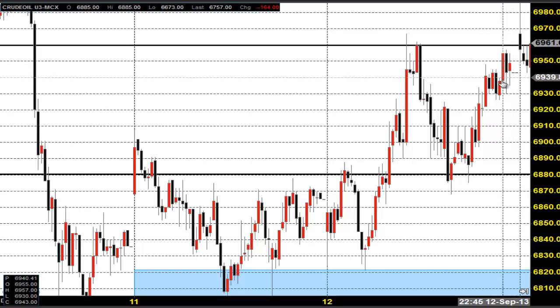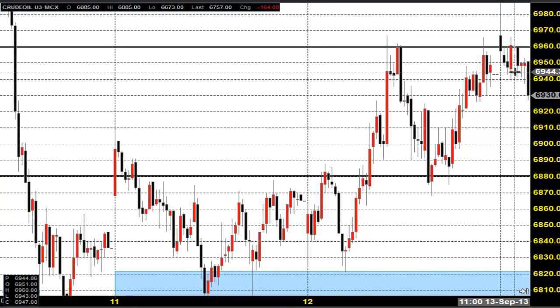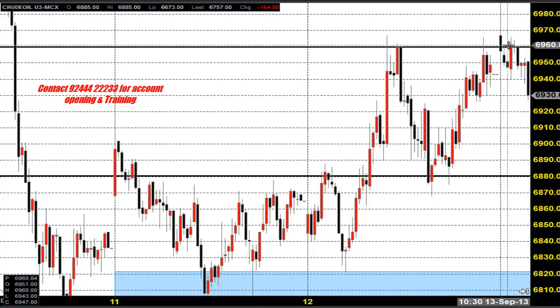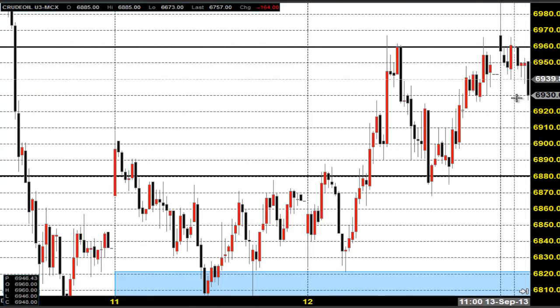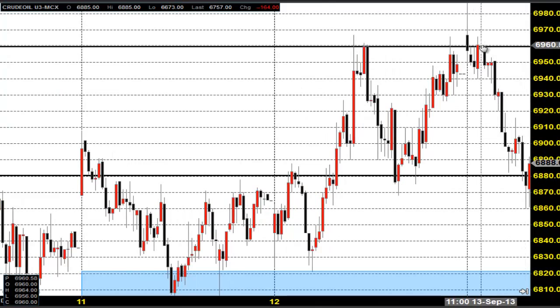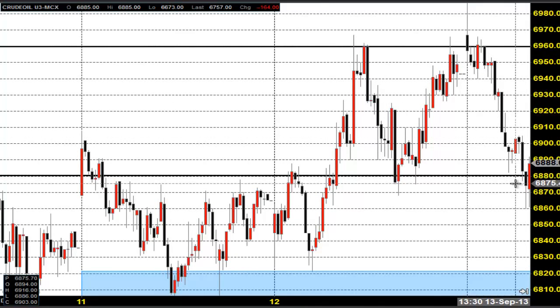6940. So you can see on the next day, that was on September 13th, the price opened in the same zone, but it found a resistance. That is the reason we had marked this as a resistance. So what happened was, it found a resistance here. The price came down again to 6880.